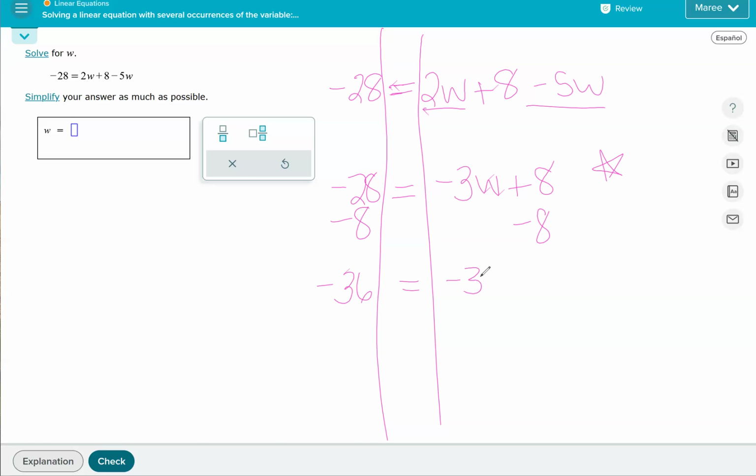Now, because we have a multiplication here, negative 3 is being multiplied by w, we want to undo multiplication by dividing. So we're going to divide by negative 3. We want to make sure to keep that sign with the 3. So we're dividing by the entire number, negative 3. Negative divided by negative is positive. So that's going to be 12. So our w is going to end up being 12.